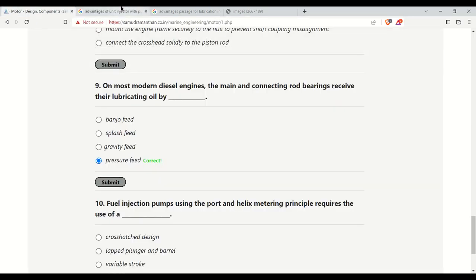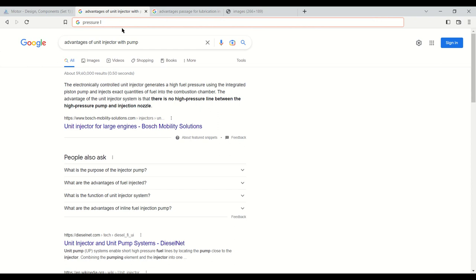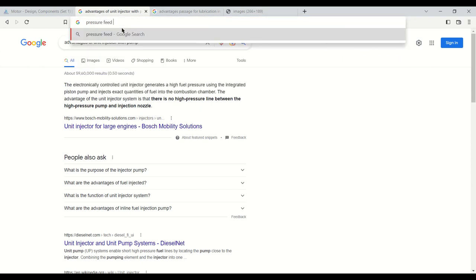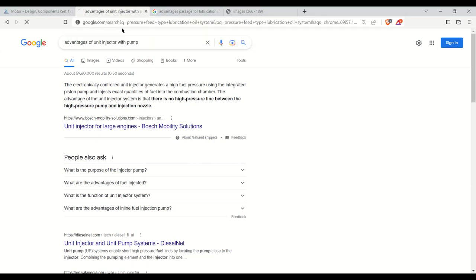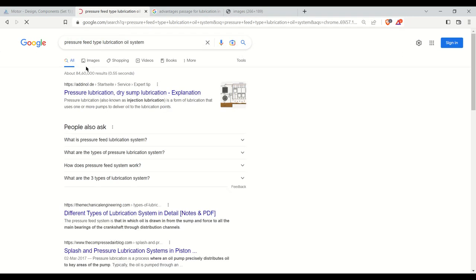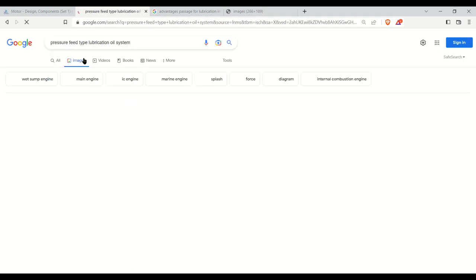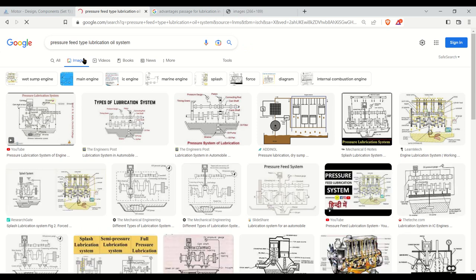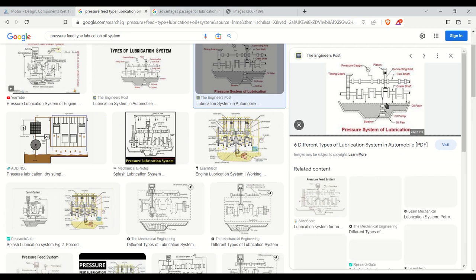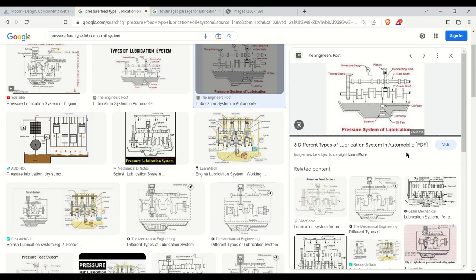Pressure feed type of lubricating oil system. Pressure feed type lubrication. Yes, you can see this image, pressure system of lubrication.